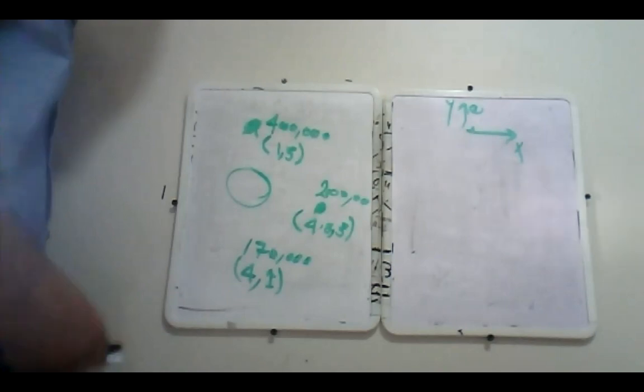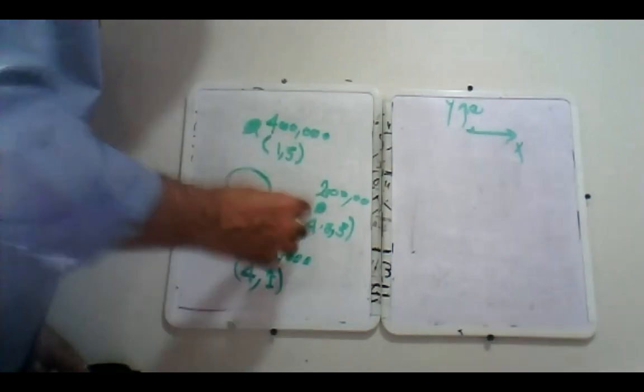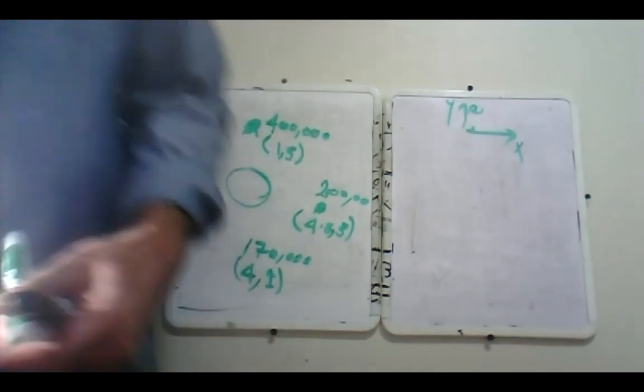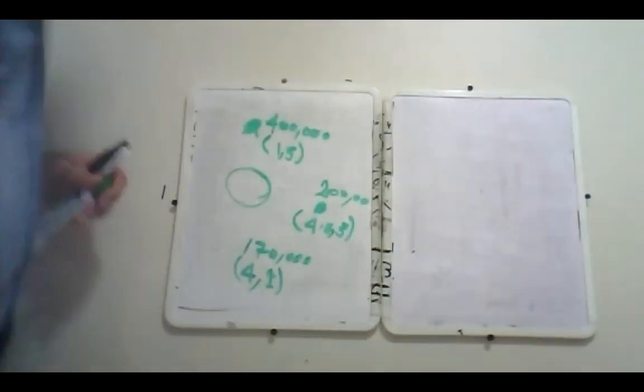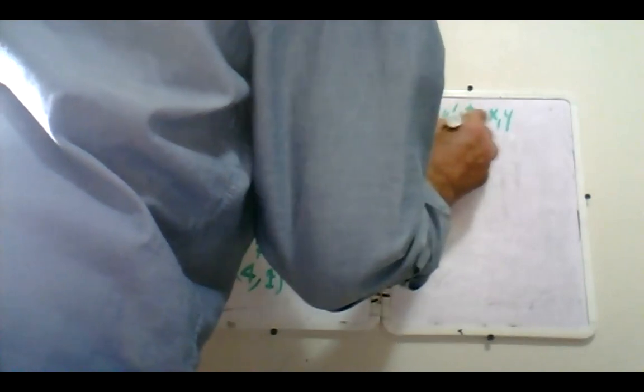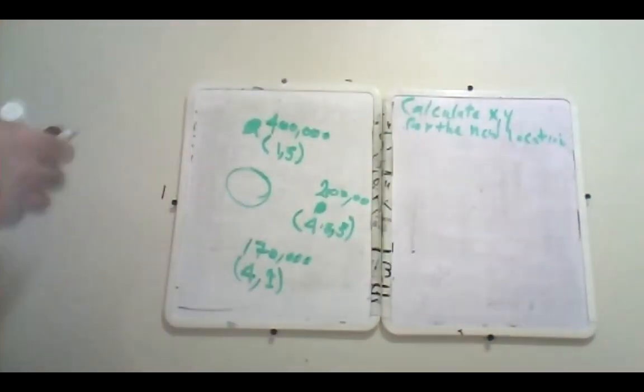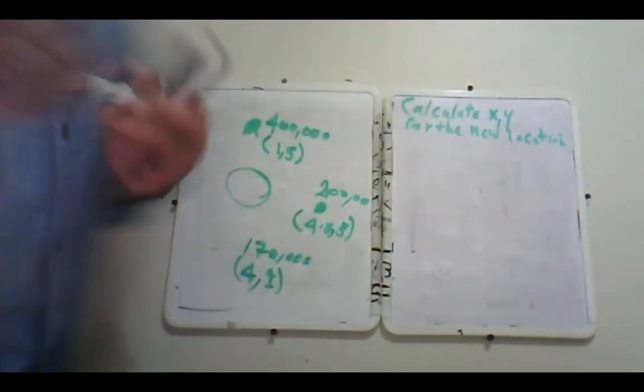What we will do is calculate the prospective x and y for the new location. So what's happening here? I will get the new x. How will I get the new x?